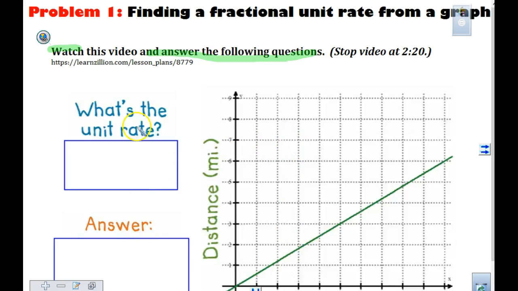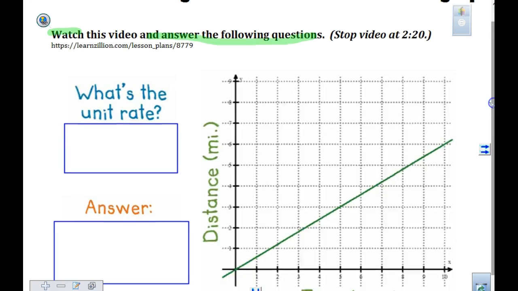So, we are going to look at this first video kind of like we did before. As we watch the video, you should be filling this part in. So, what is the unit rate as we are looking at this? You're going to look at this one, and you should be able to fill this in as you are watching this first video.